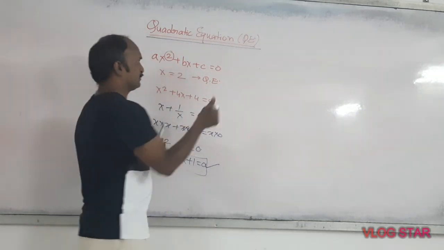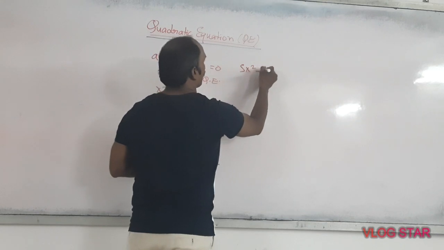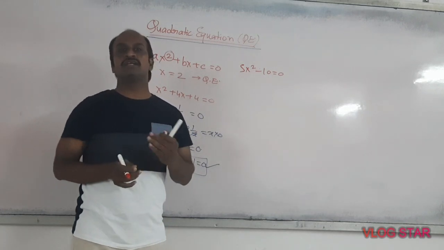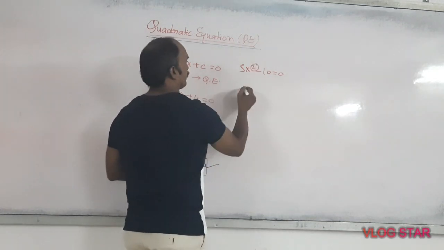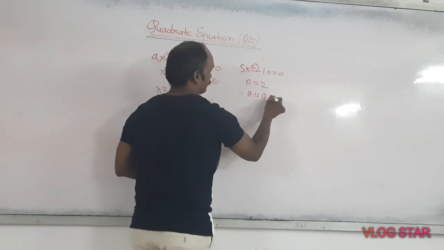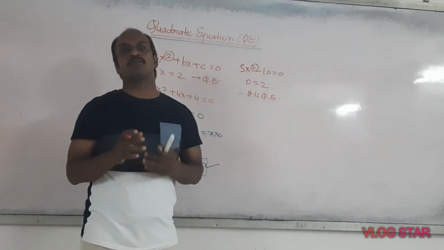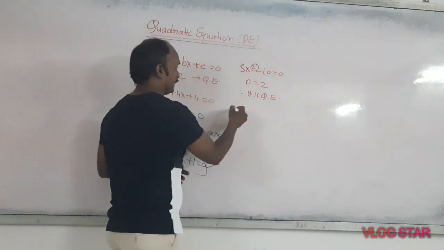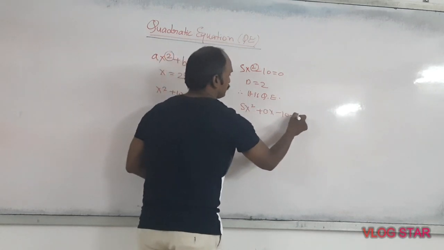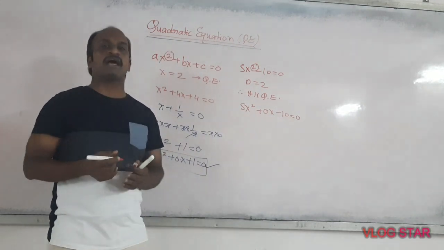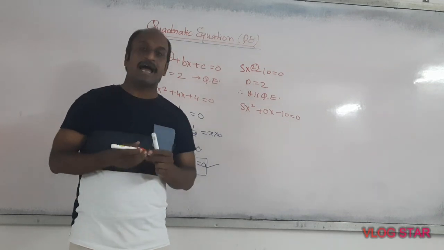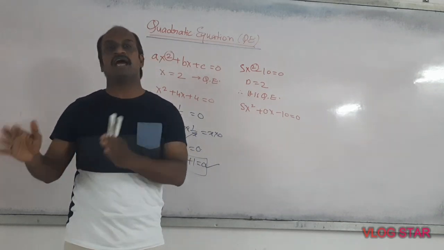Let's take another example. Is 5x square minus 10 is equal to 0 a quadratic equation or not? Find out the degree of x. Here the degree of x is 2. Therefore, it is a quadratic equation. Obviously, we can write this equation in the standard form like 5x square plus 0x minus 10 is equal to 0. Many times the question is asked: find out whether the given equation is quadratic or not and write the values of a, b and c.